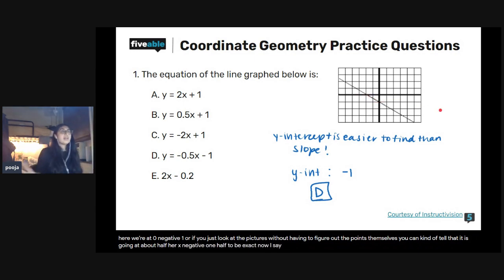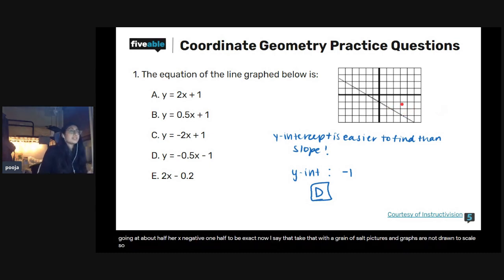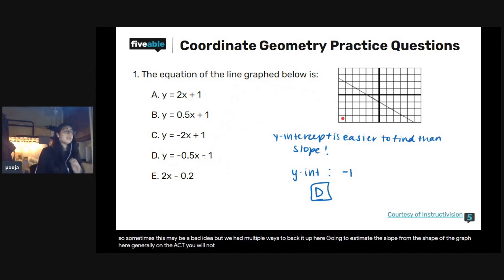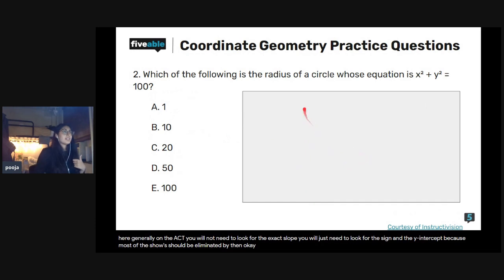Now, I say that, take that with a grain of salt. Pictures and graphs are not drawn to scale, so sometimes this may be a bad idea, but we had multiple ways to back it up here. So I'll give you a pass on attempting to estimate the slope from the shape of the graph here. Generally, on the ACT, you will not need to look for the exact slope. You will just need to look for the sign and the y-intercept, because most of the choices should be eliminated by then. Okay. Next question, we have a circle. I'll give you a minute, starting now.